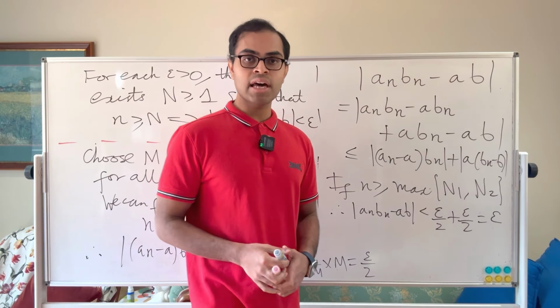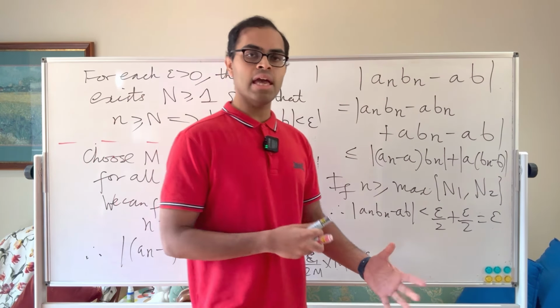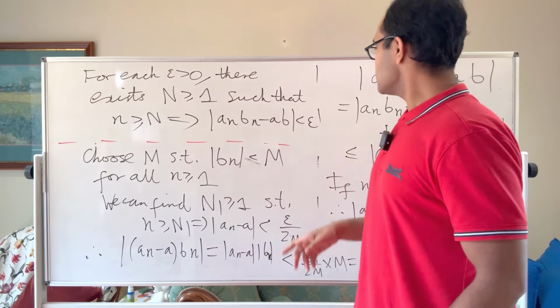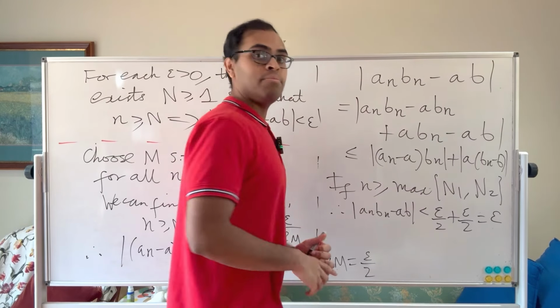No matter what epsilon we started out with, we can ensure that for some big N, little n greater than or equal to big N implies the absolute value of an bn minus ab is less than epsilon.